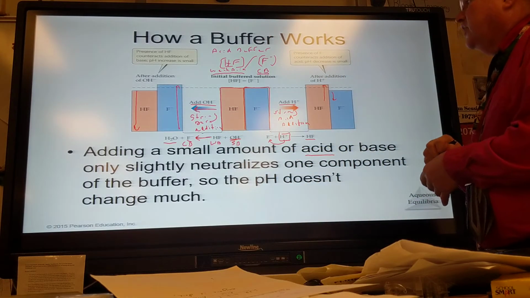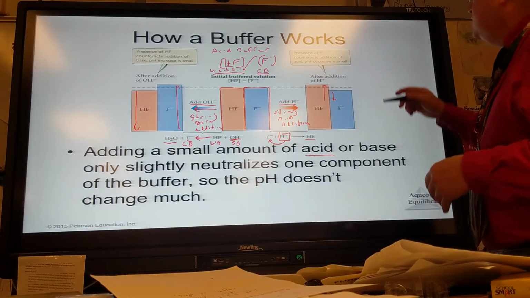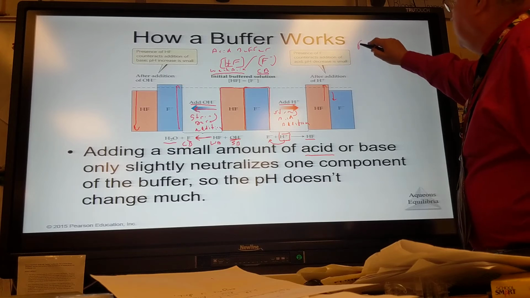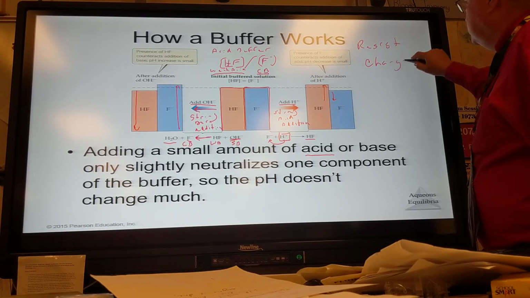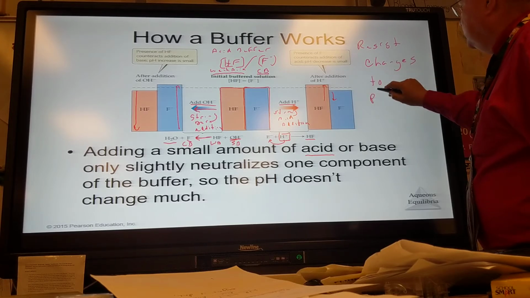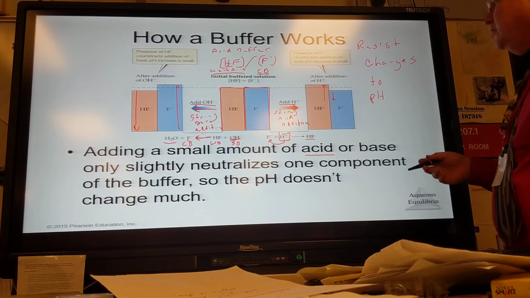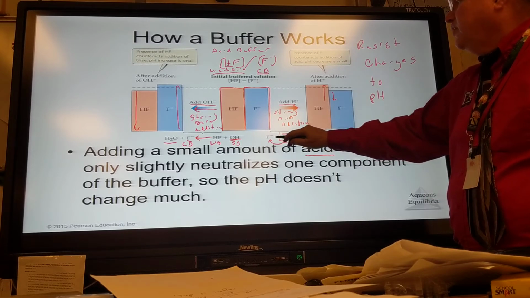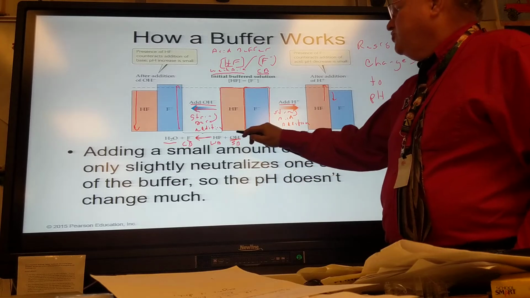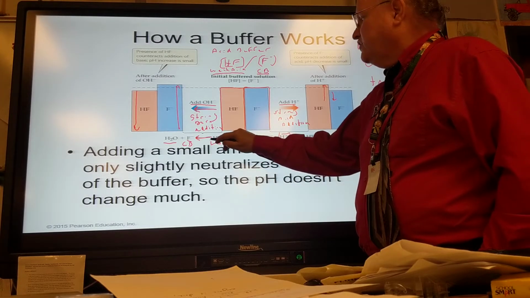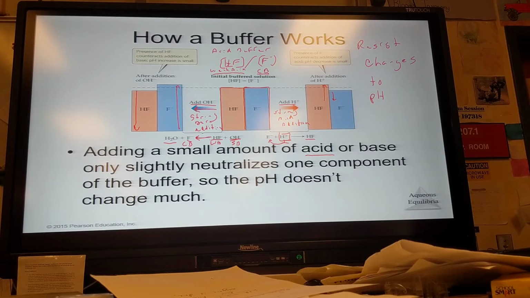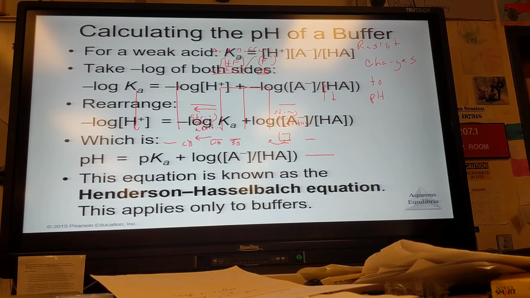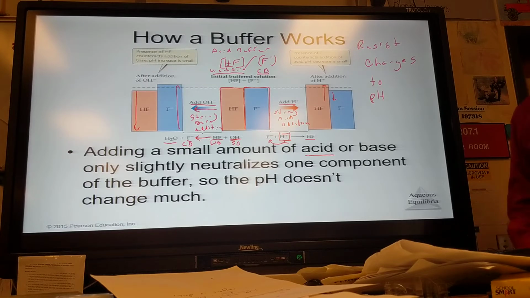And so effectively, what do buffers do? Buffers resist changes to pH. How do they do it? They absorb strong acid by reacting with the weak base, or they absorb strong base additions by reacting with the weak acid. And that's what a buffer does. But that is what a buffer is.